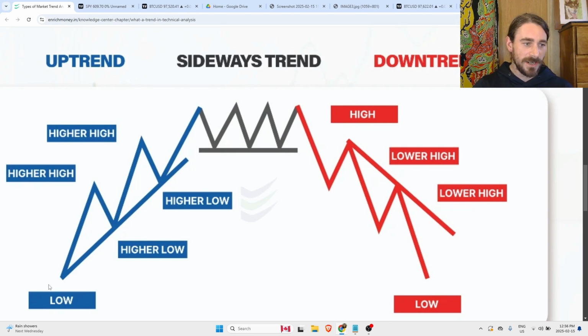So I want to make sure when we're in an uptrend, we're maintaining those higher highs, higher low structure. And then when we're in a downtrend, we're watching for those lower highs and lower low structure to give us those signals, whether we want to de-risk, whether we want to exit that market and let the trend play out. That's going to be a case-by-case basis.